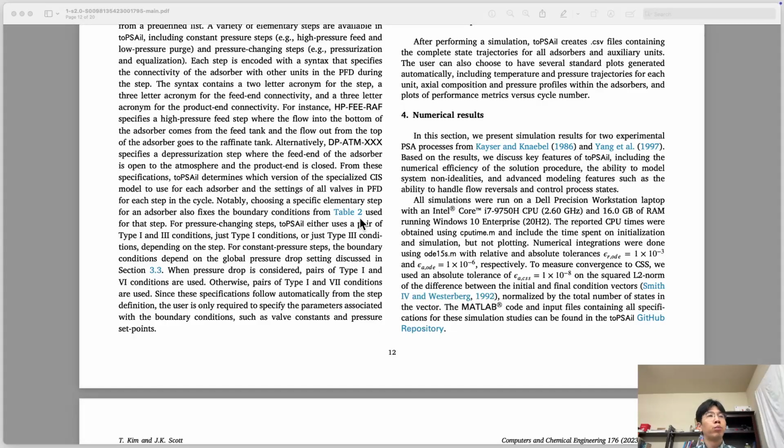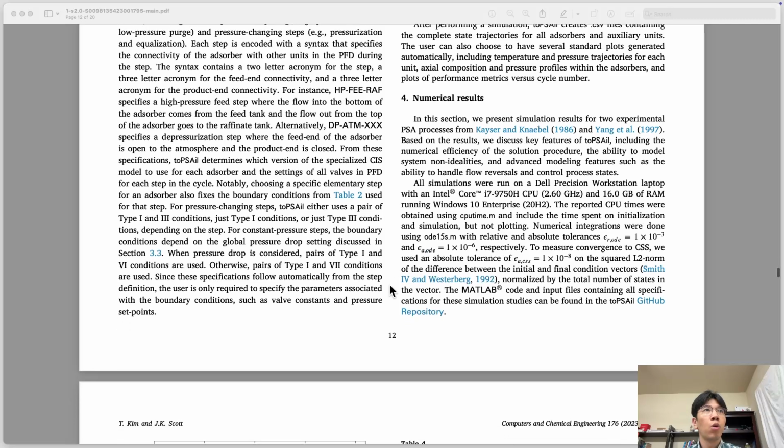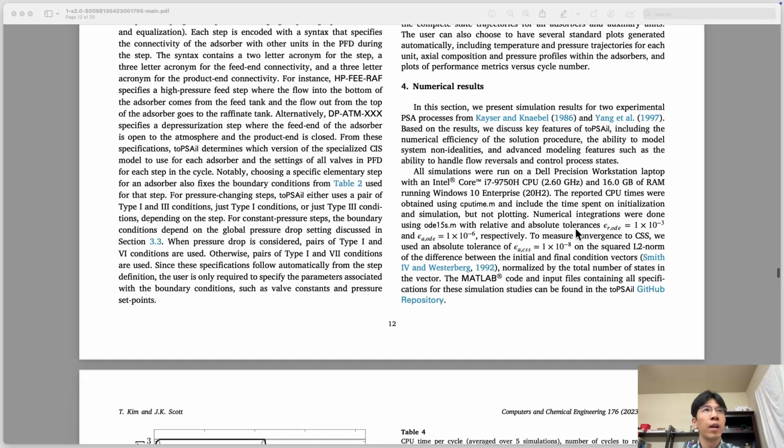So I'd like to briefly go over the numerical results that we generated for this paper so that we're able to appreciate the capabilities of toPSAil, and potentially this would be useful for your future usage using toPSAil to explore your own different projects. So we actually set the relative and absolute tolerance for the ODE solver as 10 to the minus 3 and 10 to the minus 6.